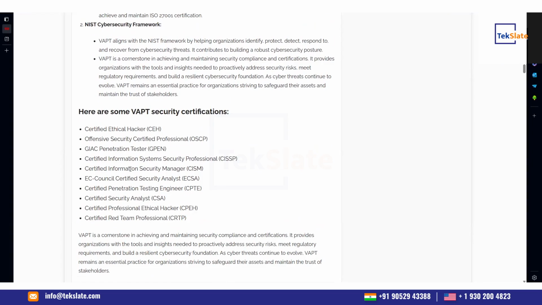There are some cybersecurity certifications available in the market for industry-level experience. First one is CEH, then OSCP, GIAC Penetration Tester, CISSP, CISM, ECSA, CPTE, CSA, CPEH, CITP. CEH is provided by EC-Council and OSCP is provided by Offensive Security. There are many certifications provided by different countries or companies.